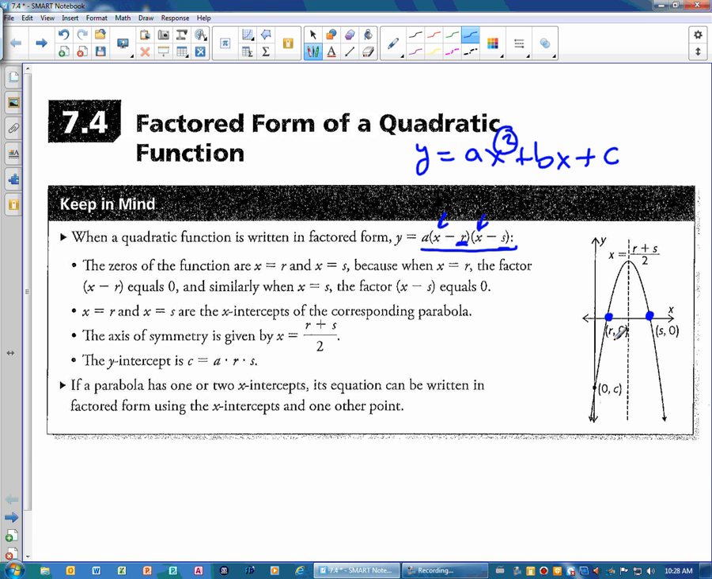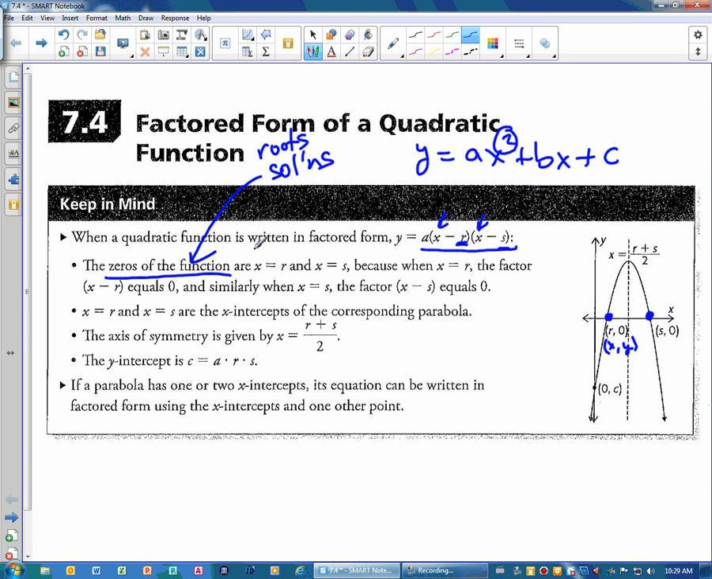So this says r comma 0. It's written in the form of x, y, because when you're on the x-axis, y is 0. And then they're just telling you r is the first place where the graph crosses the x-axis, and s is the second. So when you factor them, you can tell your x-intercepts really quickly. So in this form, it could actually be quite handy. So it says the zeros of the function. They call them zeros. They call them roots. They call them solutions.